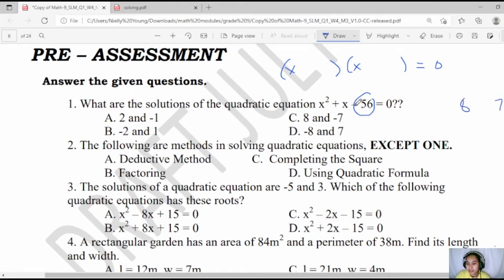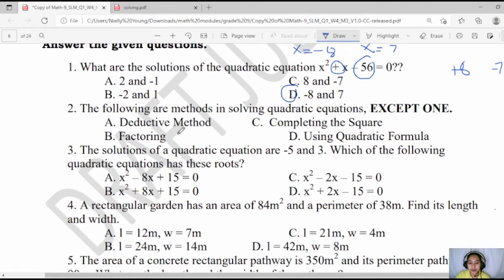As you notice, that is negative, so the two signs are different, positive and then negative. And here, as you see, that is positive, so the greatest number is positive. Since 8 is greater than 7, this is positive and this is negative. So (x + 8)(x - 7) = 0. Then transpose so that you can get the value of x. So x = -8 and x = 7. The answer here is letter D.